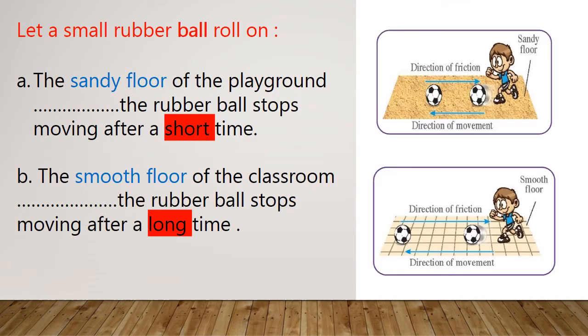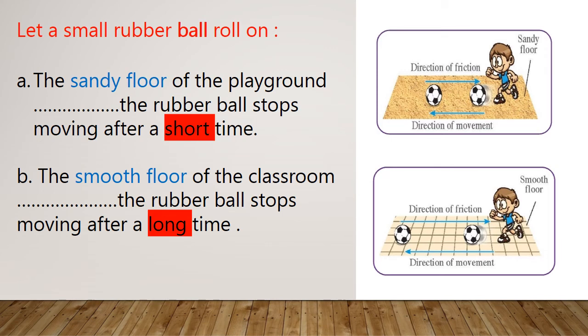Now, if I take a small rubber ball and roll it on a sandy floor firstly, on a sandy floor of the playground, the rubber ball will stop moving after a short time. Why? Because this surface is rough. That means the rough surface increases the friction force, so the ball will stop moving after a short time.